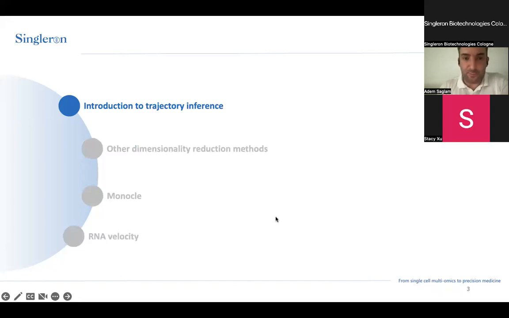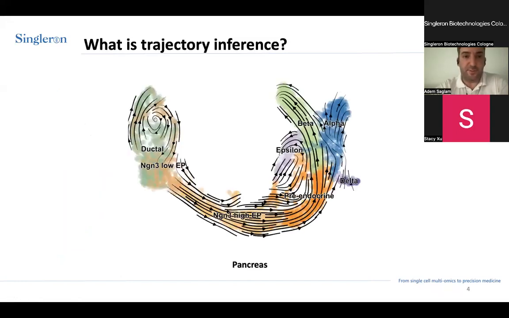So we will start with an introduction to the trajectory inference. What do we mean by trajectory inference or trajectory analysis? So imagine that you have this UMAP that you also have seen in the previous webinar series. Each dot would represent one cell, and they are already labeled here, as you see. Do pay attention to the arrows for now. The colors represent the different clusters or different cell types.